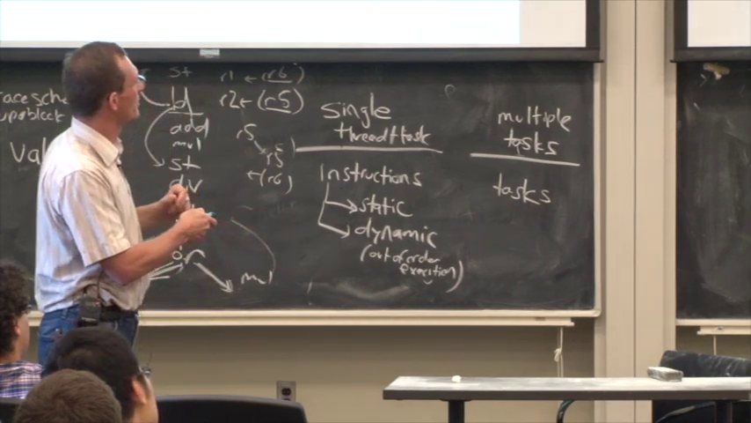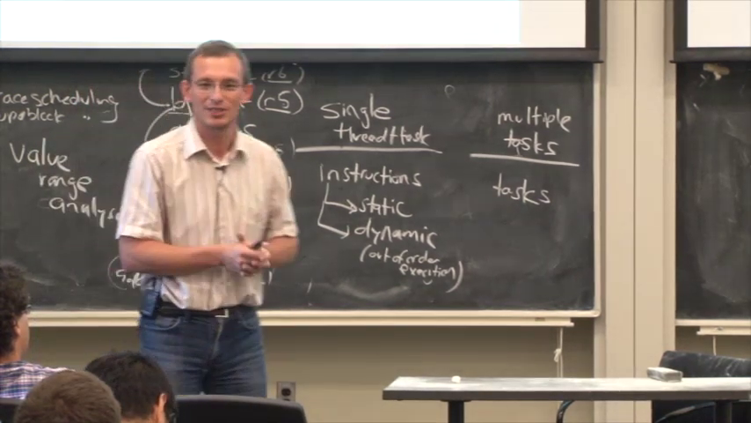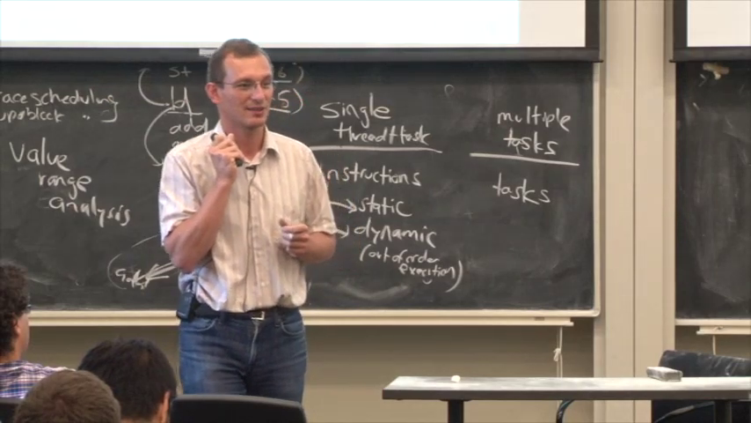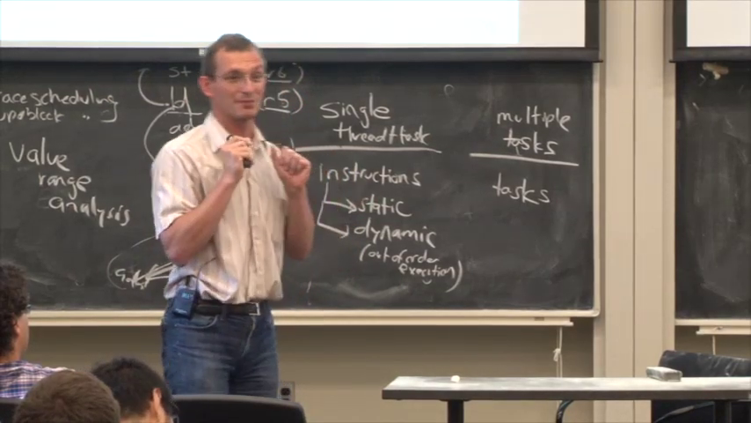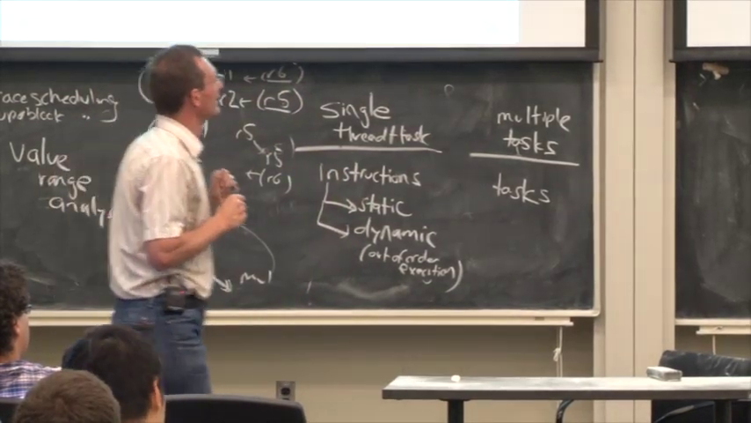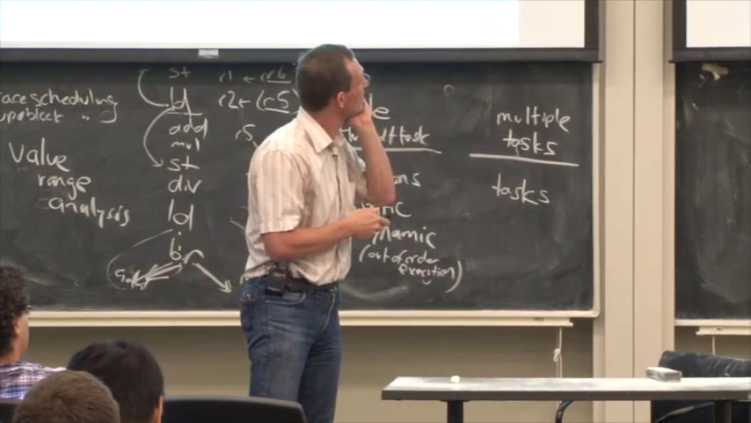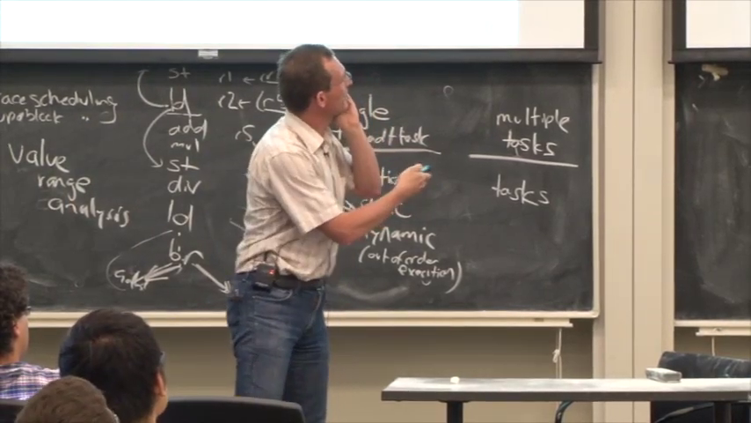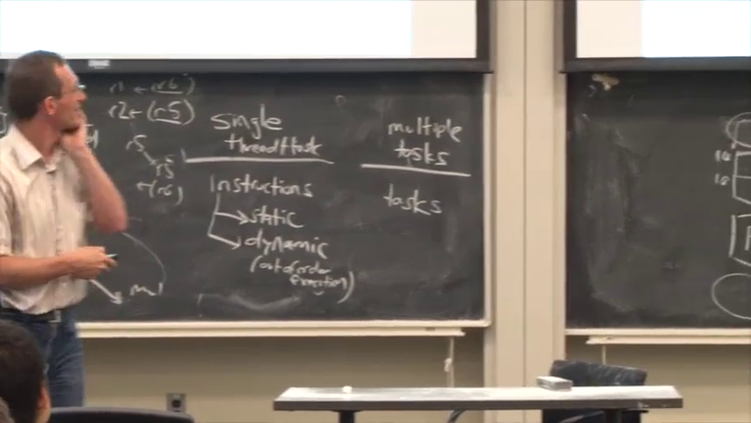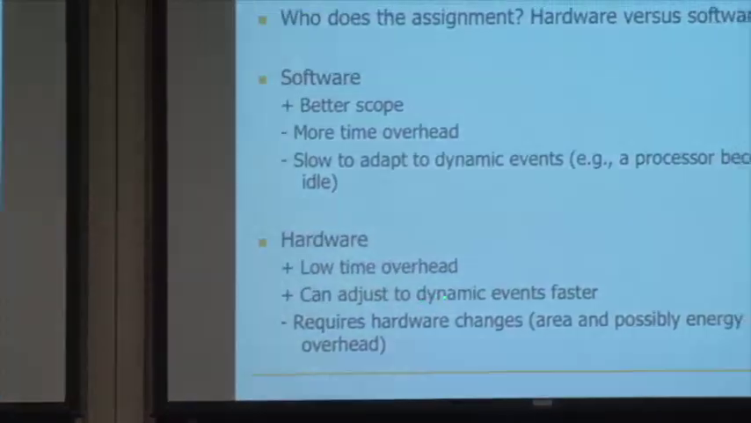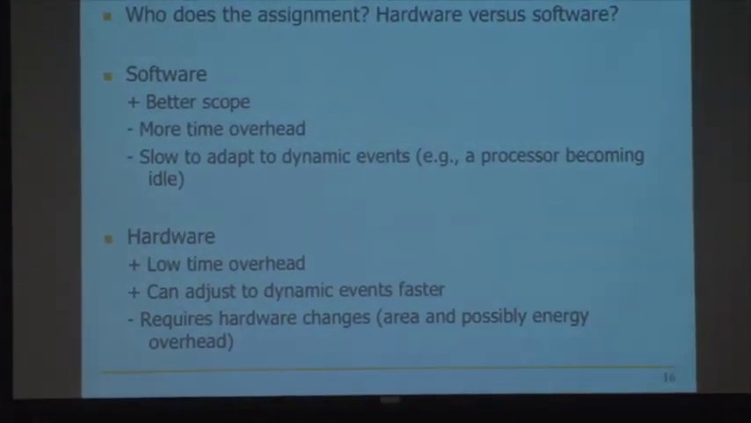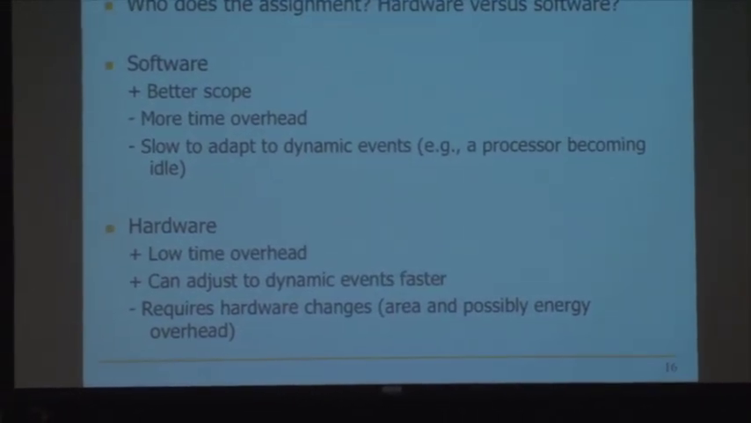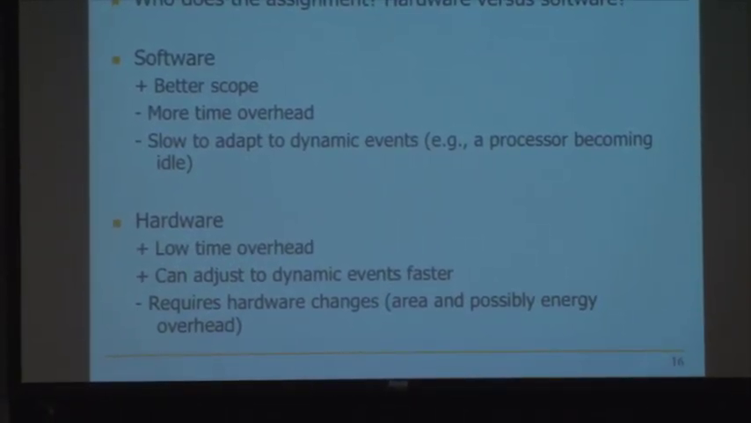Whereas to communicate this to the task scheduler in software, you need to generate an interrupt, or maybe have another communication mechanism, which we will talk about also, hopefully. On the other hand, if you had queues in hardware, you have low time overhead, right? You can adjust or adapt to dynamic events faster. The downside, as always, it requires hardware changes.